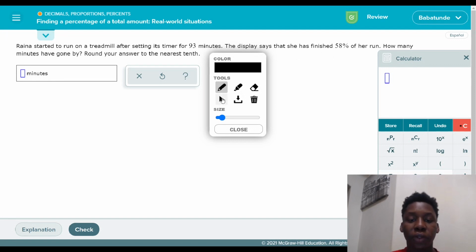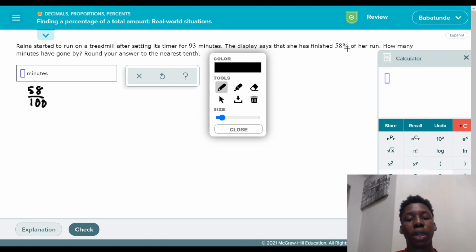The first step I want to take is to ask myself what the percentage being used is. In our case, 58 is the percentage here. Percentage is basically saying divided by 100. If you see 5%, it's 5 over 100. So in our case, 58% is basically saying 58 over 100.